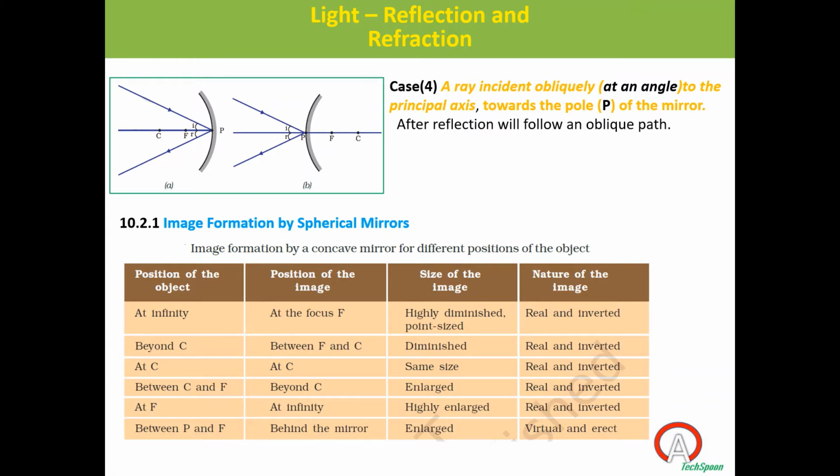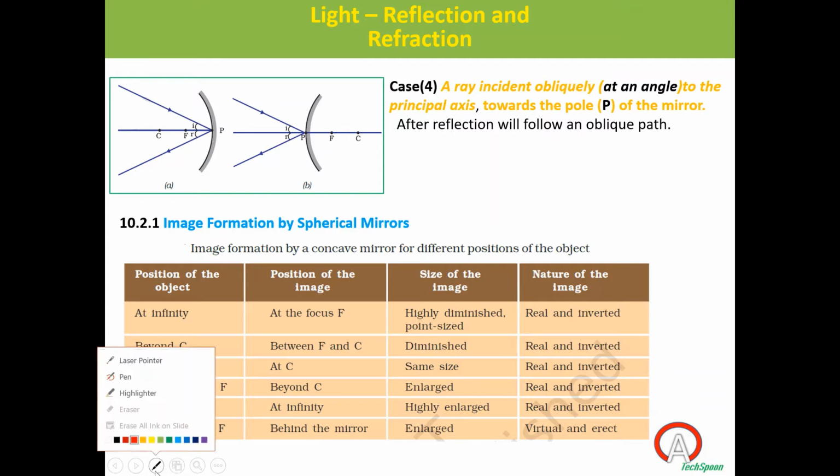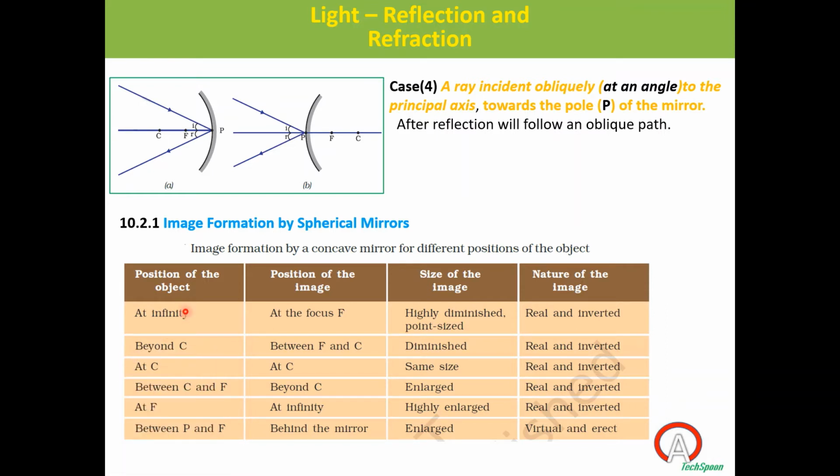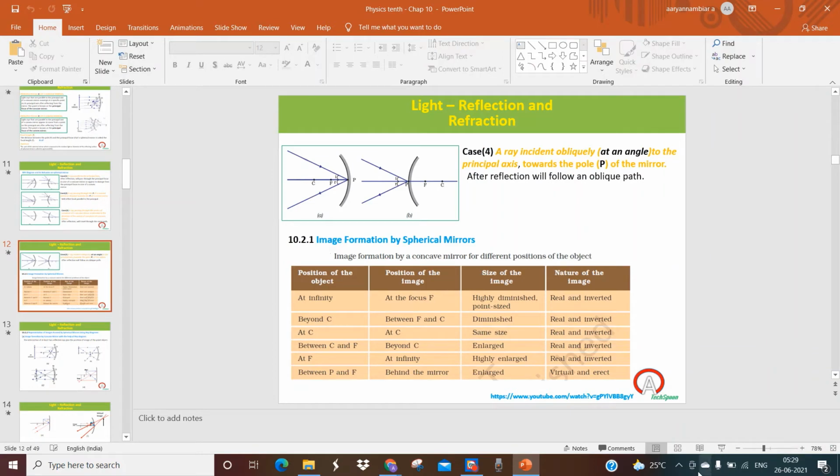You see how many different positions you have to keep the object. See how many positions you have for the object. Which are the different positions you can see here? Position of the object, that is the candle in that video, right? The object may be any object. The position of the object. Object at infinity.